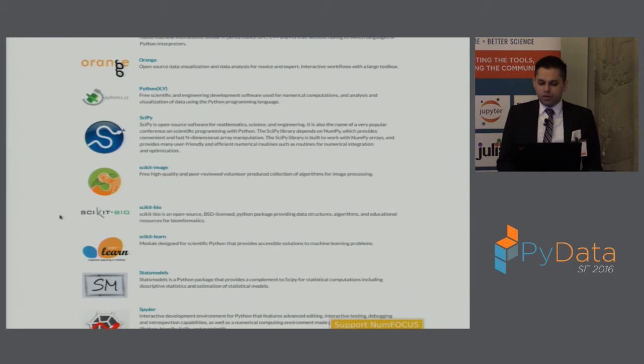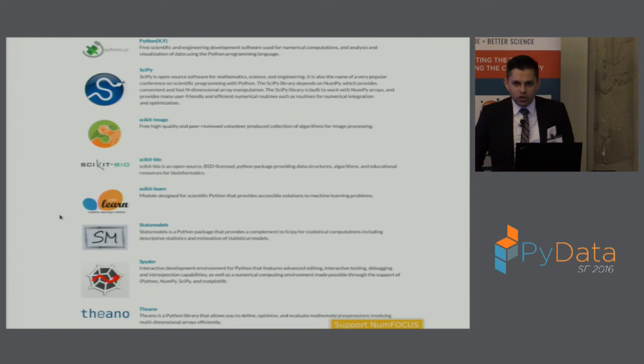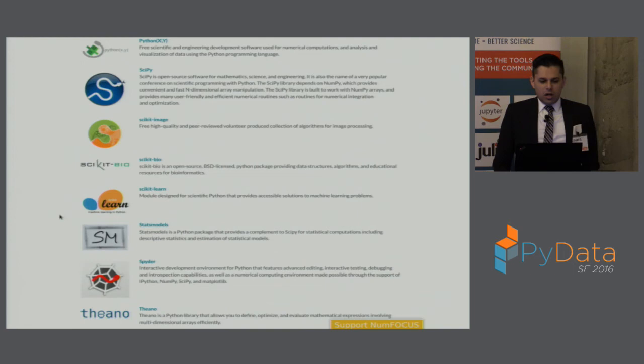Orange is one of the tools, including Jython, that I don't really know that much about. Python(x,y), I think a lot of you know Python(x,y) as PyLab, kind of a combination of a variety of different tools that are used in scientific computing. SciPy, of course, is one of the, actually, I'd say the people behind SciPy were also some of the founding members of NumFOCUS. Yeah, so that's one of them.